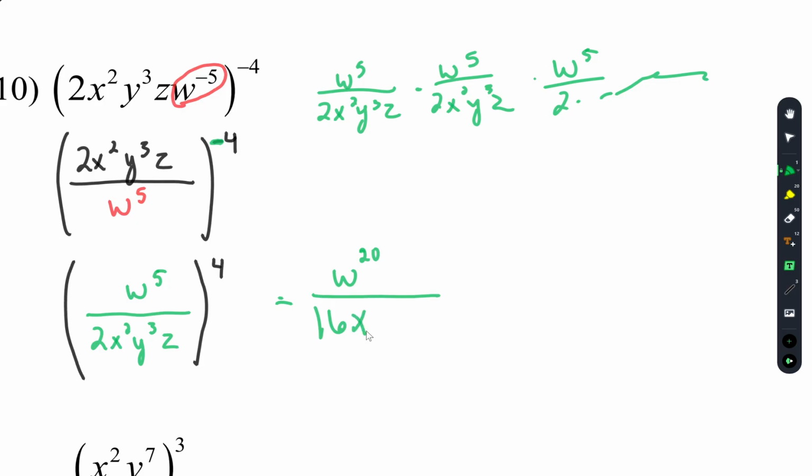X, your squares of them. So 2, 2, 2, and 2. So that's going to be 8.